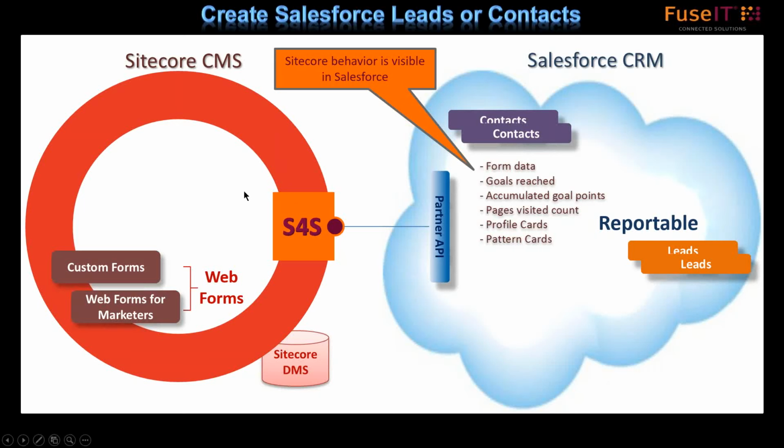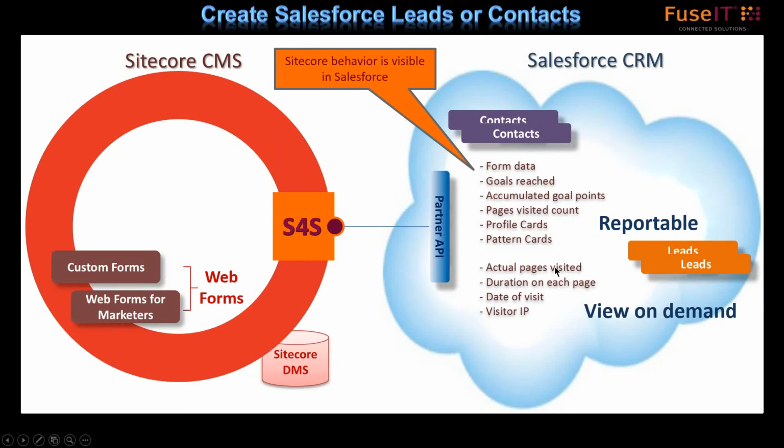So if Sitecore's determined this person to be a particular persona, that information is pushed through, and of course we're going to modify this in Salesforce and push that information back. So when they visit the site again anonymously later on, they'll get a persona that's been pushed from Salesforce.